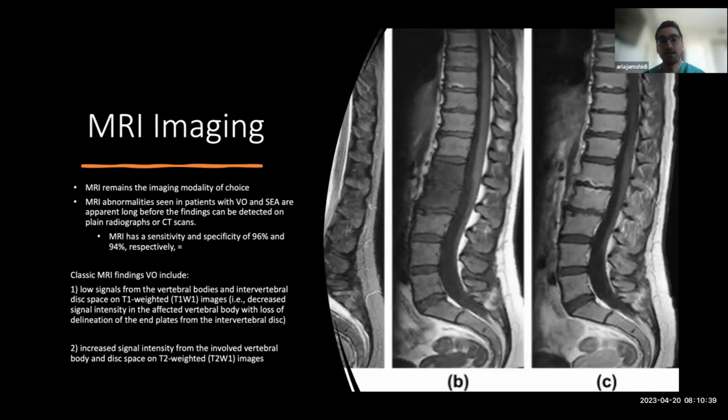Obviously, many of you guys know the classic MRI findings, but just for thoroughness and for the junior residents, on T1, you can see low signal from the vertebral body in the disc space and decreased signal intensity across the vertebral body. And on T2, we typically see increased signal intensity from the involved vertebral body and disc space.